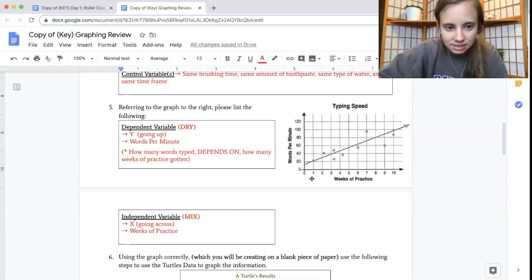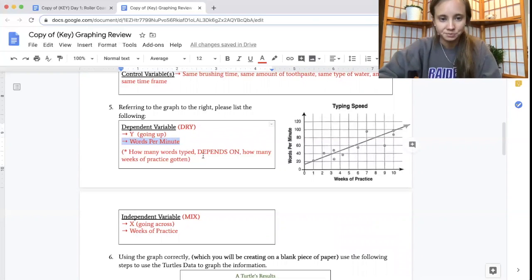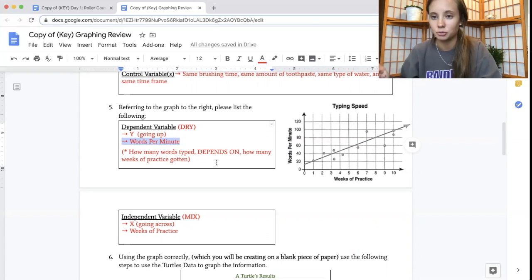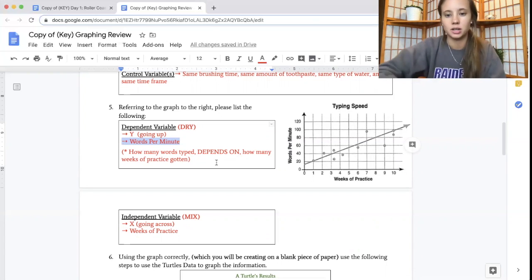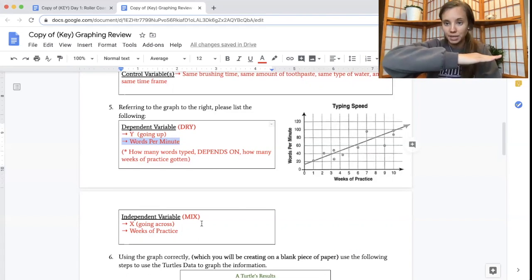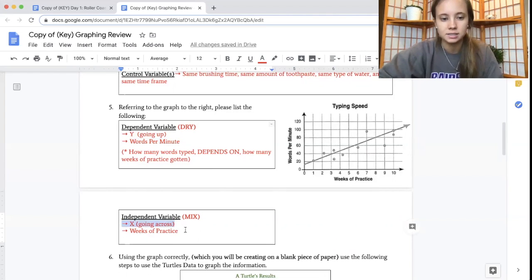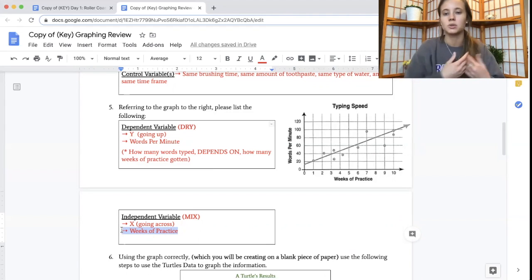Our y-axis is the up and down one. So our title here is words per minute. That's how many words per minute depends on how many weeks of practice, so it is our dependent variable. Then our independent variable, which is our mix, manipulated, independent, x-axis, so it's going across, is weeks of practice. Our weeks of practice is going to show our result. Depending on how many weeks of practice we have, that's going to show our words per minute. So our weeks of practice is what we're changing.